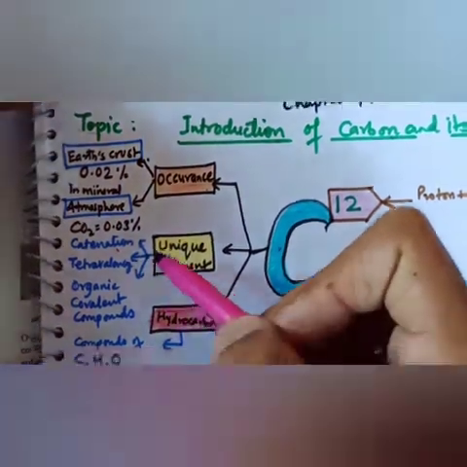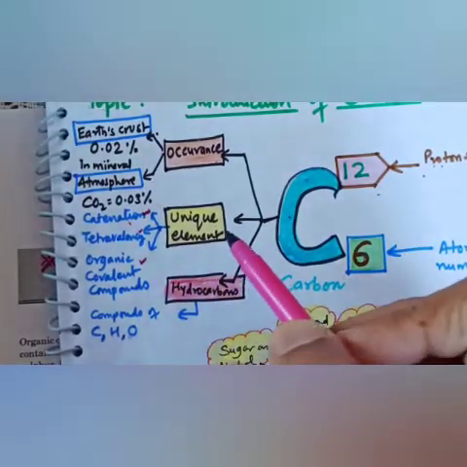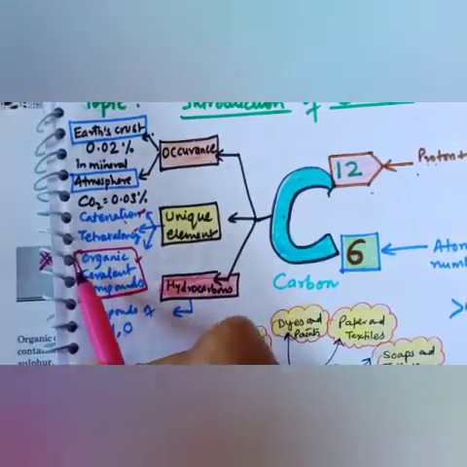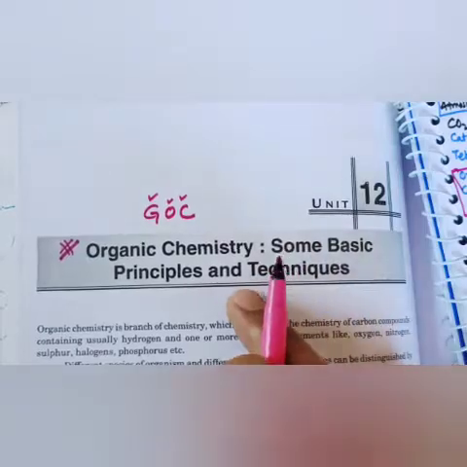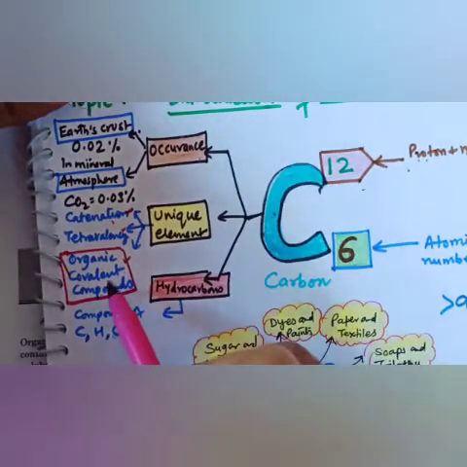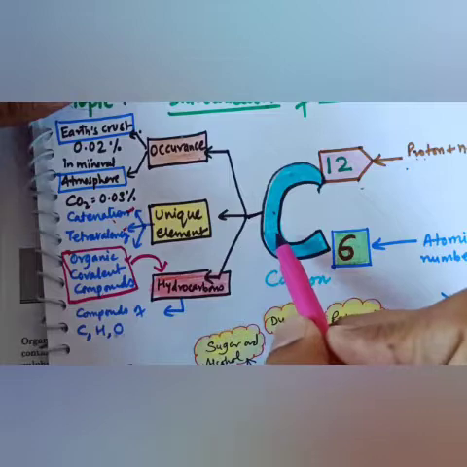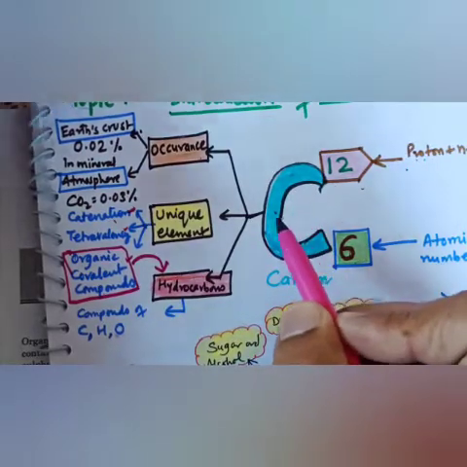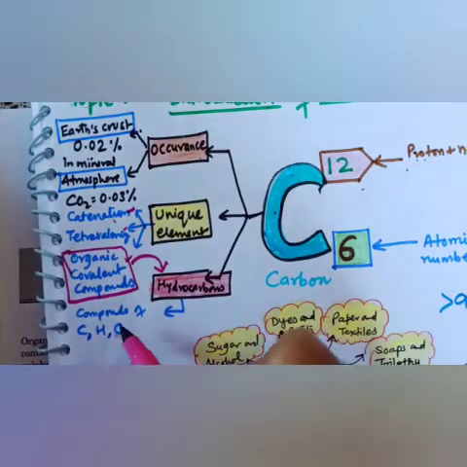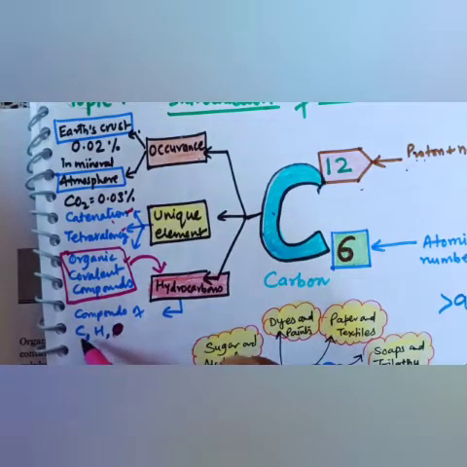And why is it unique? Because of its three properties: catenation property, tetravalency property, and organic covalent compound property. From the organic covalent compound property, the birth of this chapter, that is organic chemistry, is there. So it means that carbon is the mother of organic chemistry. Carbon is the mother of organic chemistry, and those compounds which form large compounds with carbon are known as hydrocarbons. It means that a hydrocarbon is a compound of carbon and hydrogen.